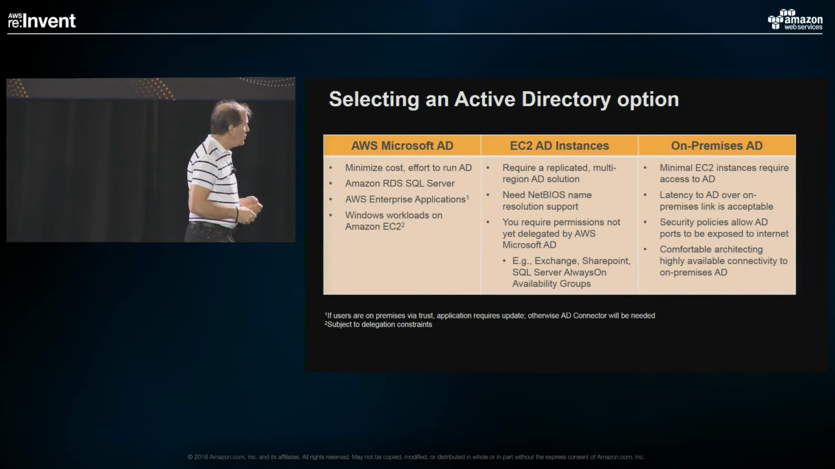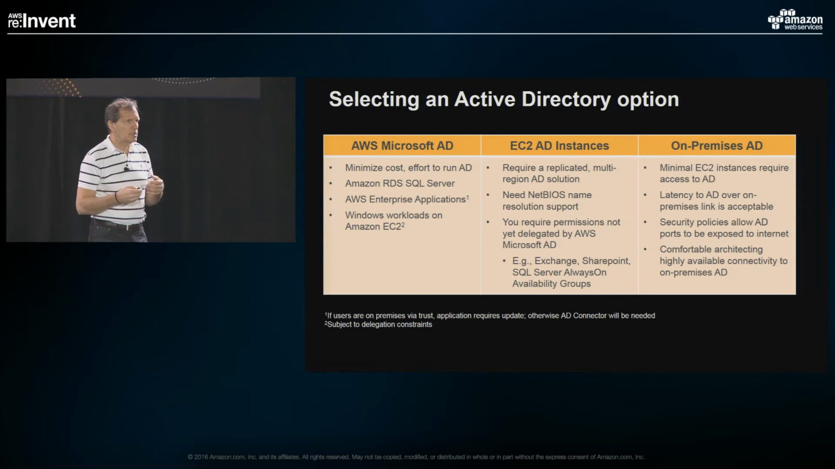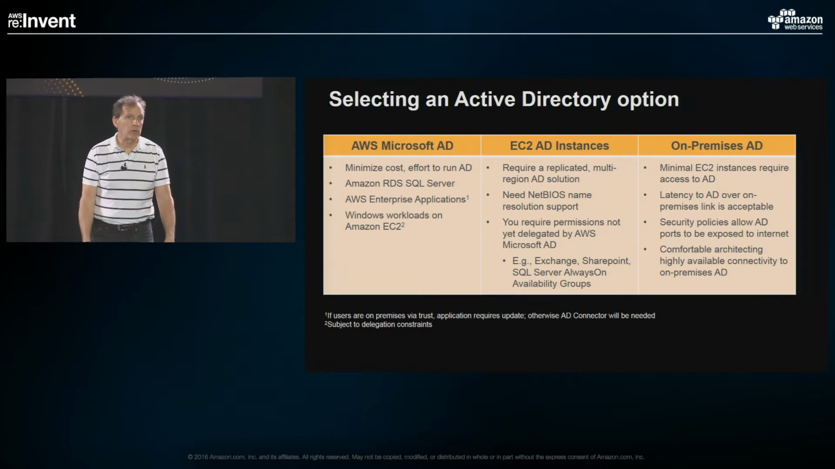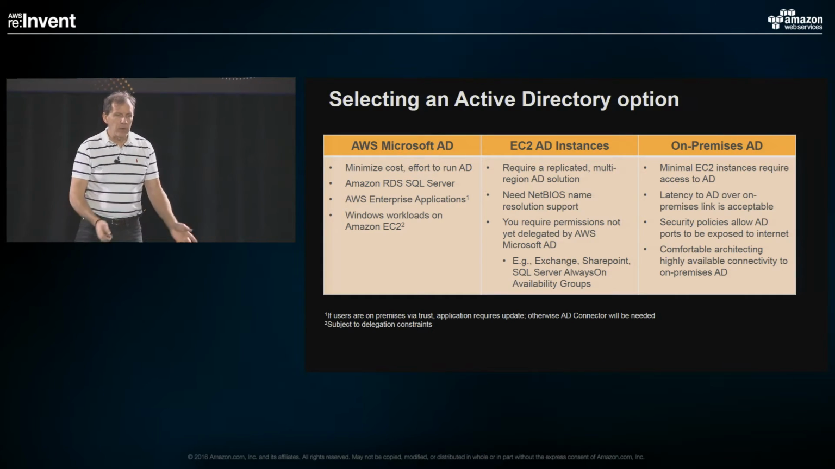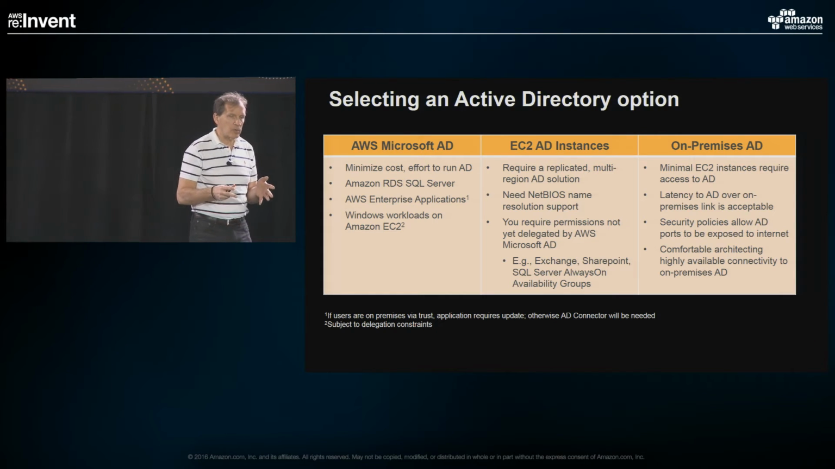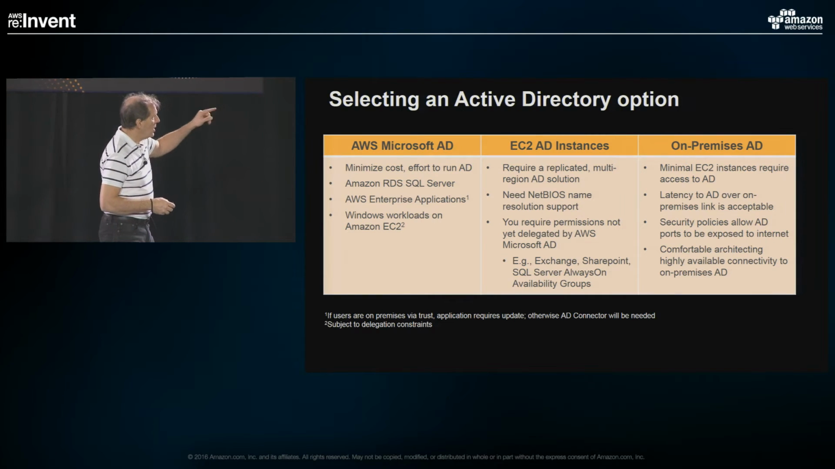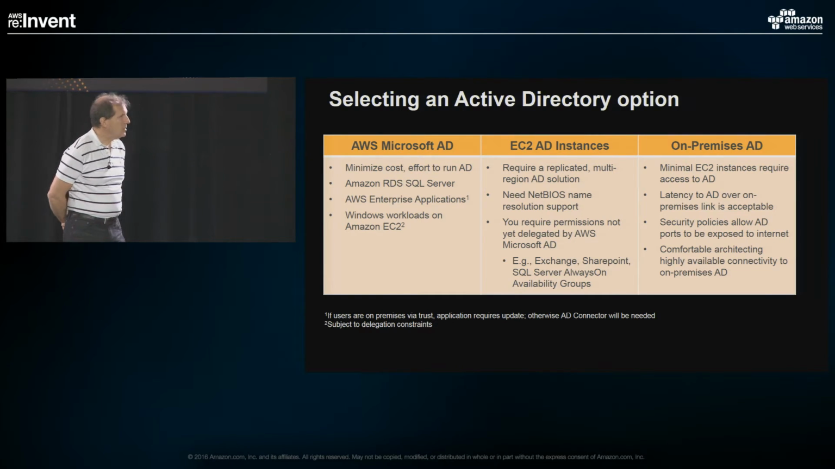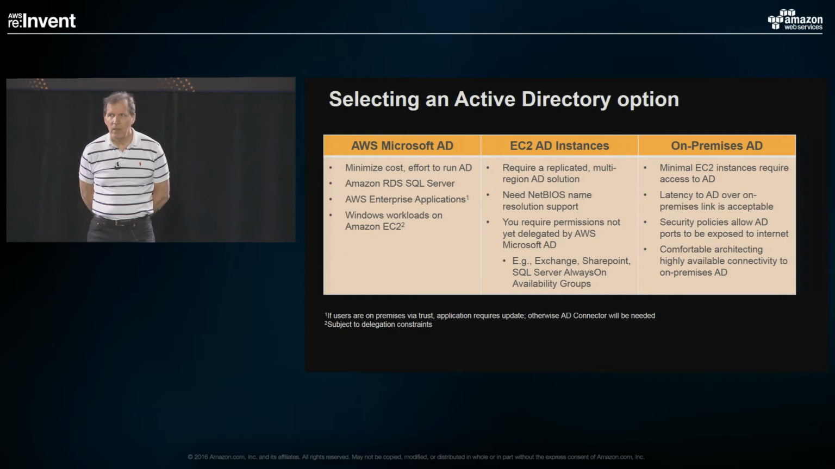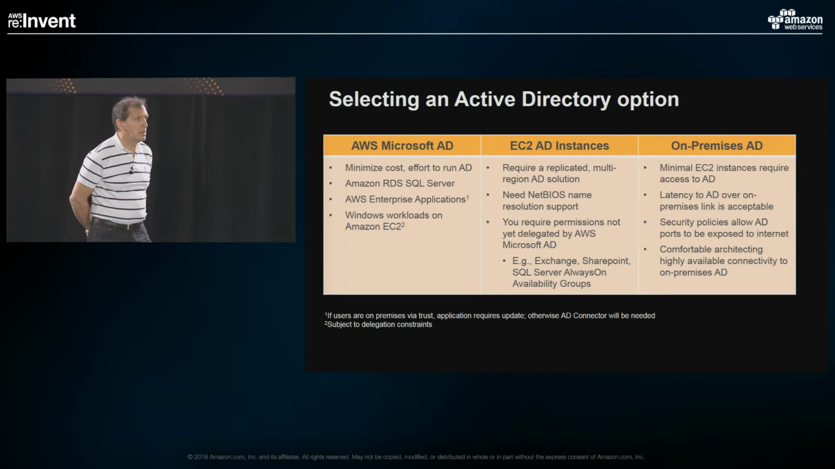And then also, if you have Windows workloads on Amazon EC2 that you want to run, .NET applications typically that just need access to a directory and don't have a lot of special constraints, then Microsoft AD can be a really great solution for all of those. Now, if you have more sophisticated needs that you may run into some constraints on, then AD on EC2 instances might be better for you. So one example would be if you need a replicated multi-region Active Directory. That's something that you would want to use AD running on EC2 instances.